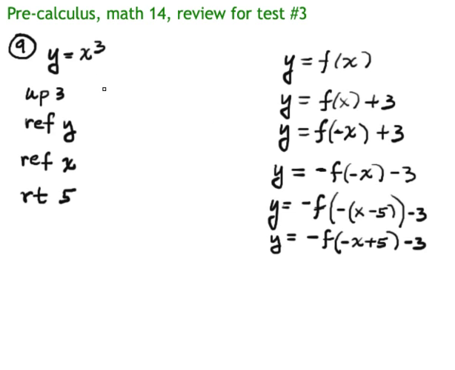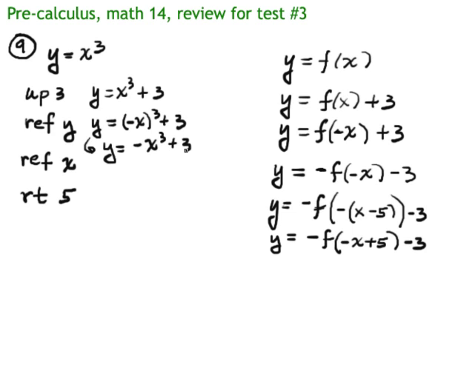All right, let's do this for y equal x cubed. First we're doing up 3. Reflect y. Replace x with minus x. Well, since we're cubing minus x, we can just cube that out and bring the minus on the outside. This is the same as y is equal to minus x cubed plus 3.